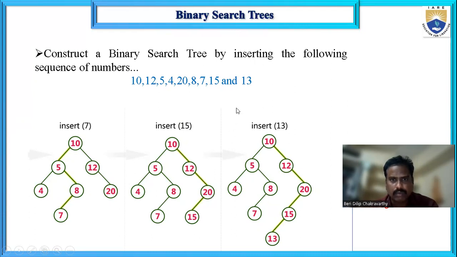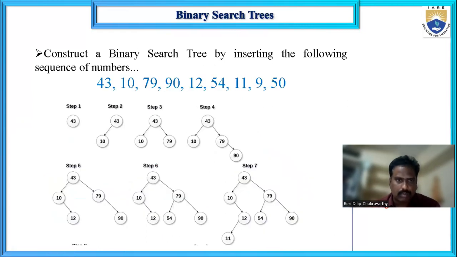Okay, so finally I need to insert 13. I'm checking with each and every element. As 13 is less than 15, I'm inserting it as a left child. So if you observe in any tree, in all these notations, always the left subtree is less than the root node, and the right subtree is greater than the root node.